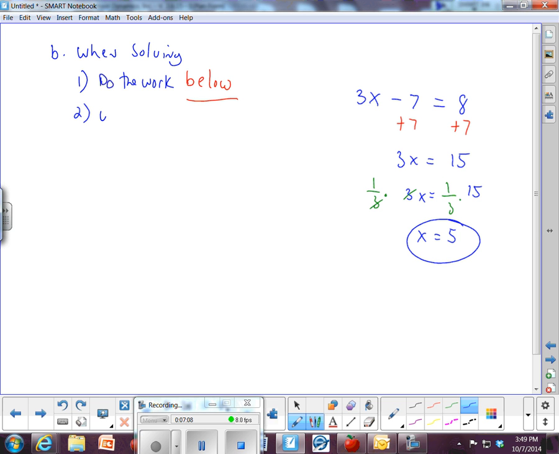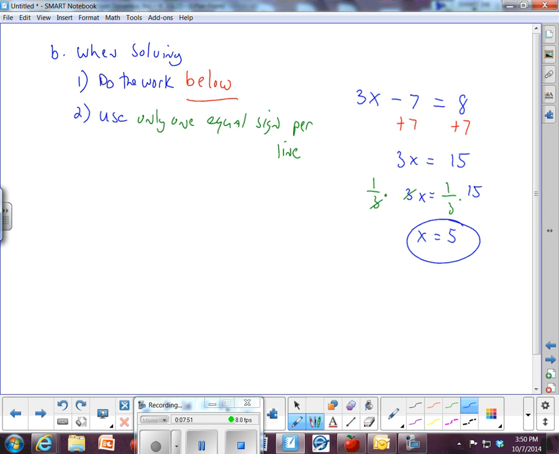Number two, use, and I'm going to go to green here, only one equal sign per line. This is going to help you out. Notice the original equation has one equal sign, the left side and the right side. One equal sign, left side and right side. It is really, really important that you use only one equal sign per line.